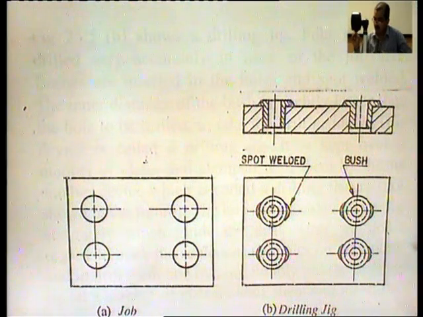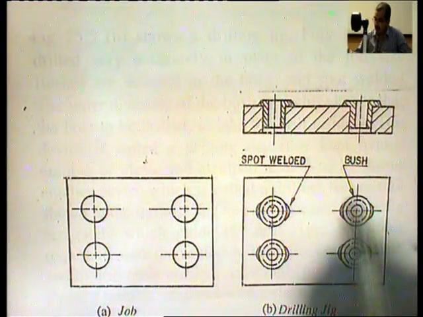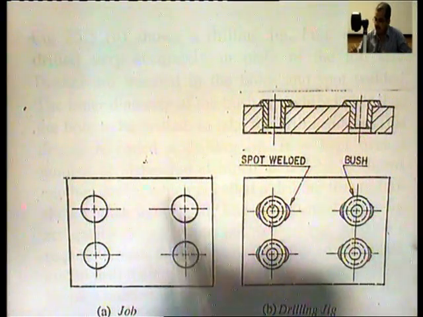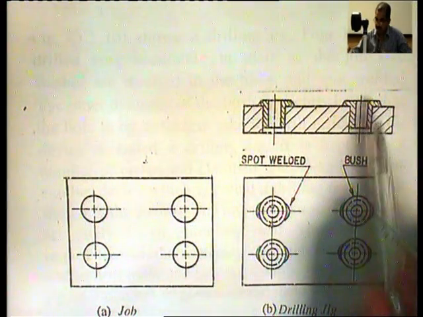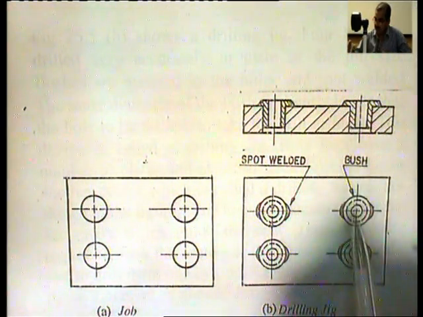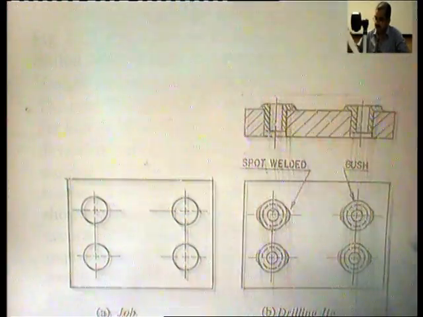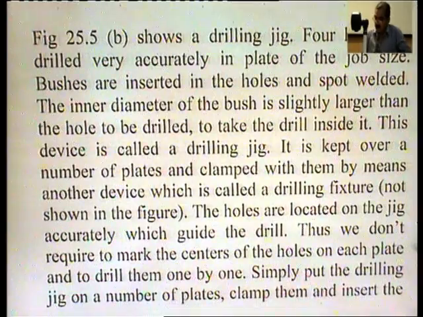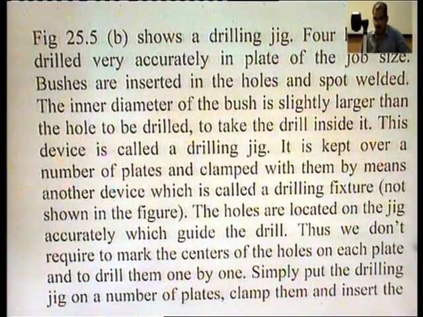The internal diameter of the bush is kept more than these holes because drills are to be inserted in these bushes. 4 holes are drilled very accurately in a plate of job size. Bushes are inserted in the holes and spot welded. The inner diameter of the bush is slightly larger than the hole to be drilled to take the drill inside it. This device is called a drilling jig.